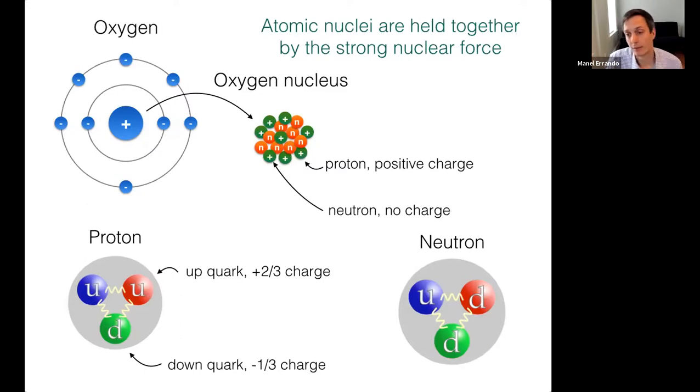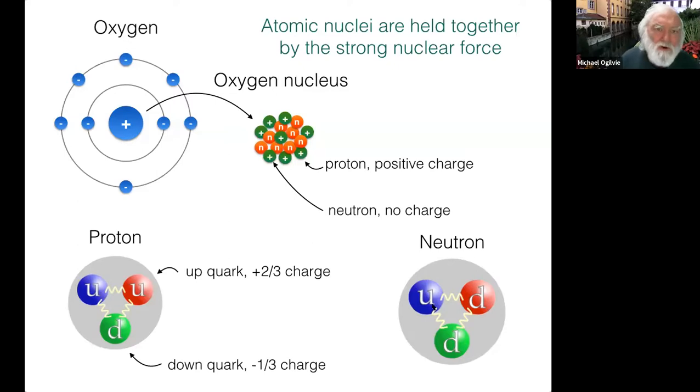Maybe we will find at some point in the future that they do have structure, but as far as we know, those are the fundamental building blocks of nuclei, and those are the ones that make up the matter content, the material that we see around. Are there any questions so far?